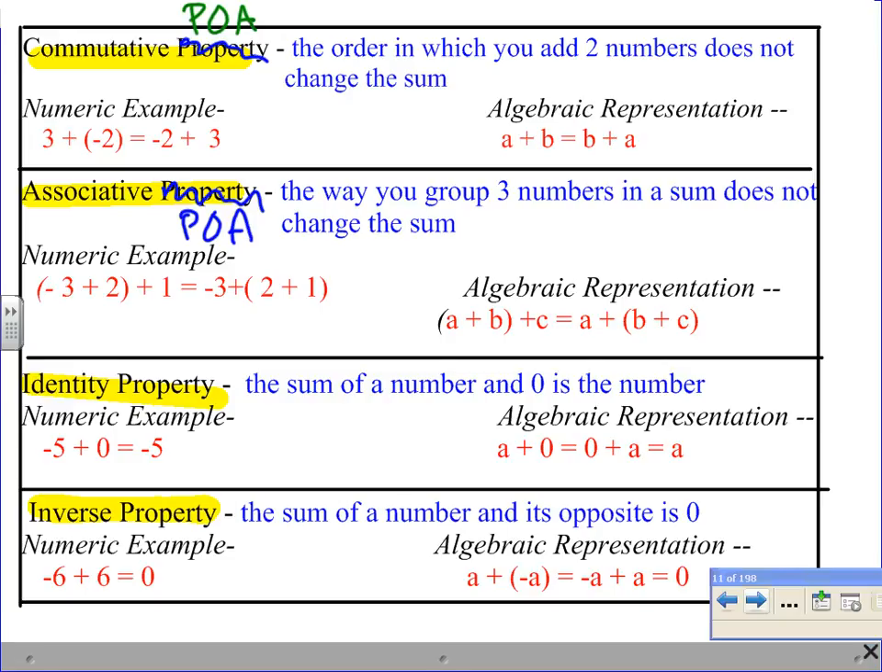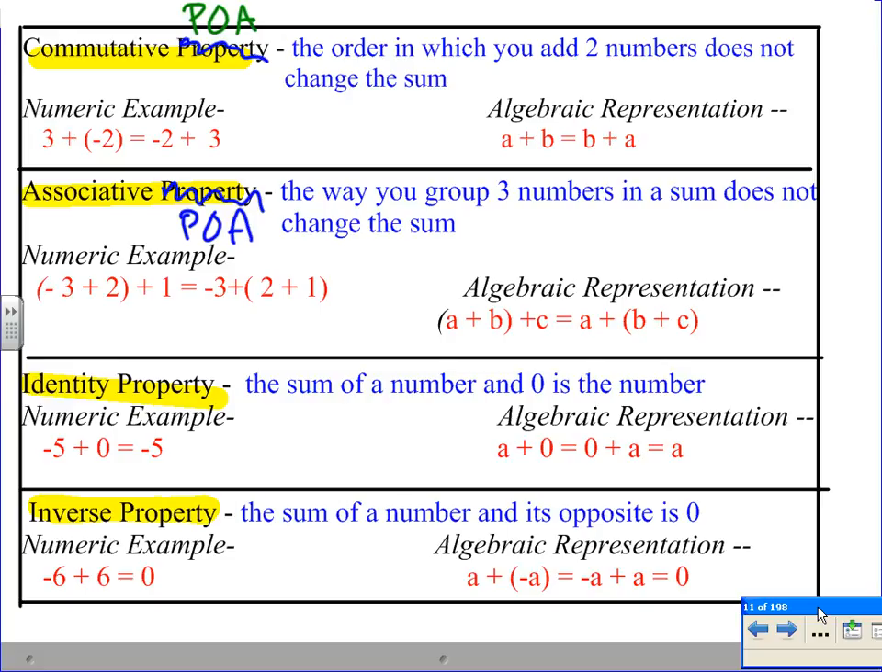Okay, last one on this page is the inverse property, which none of you guys said this one. Maybe you've heard of it, you just maybe forgot about it or didn't say it. The inverse property is when you have opposites and you are adding them. The sum of a number and its opposite is 0. For example, -6 plus 6 is 0. A plus negative A, which is the same thing as negative A plus A, is 0. So the inverse property, the sum of a number and its opposite is 0.